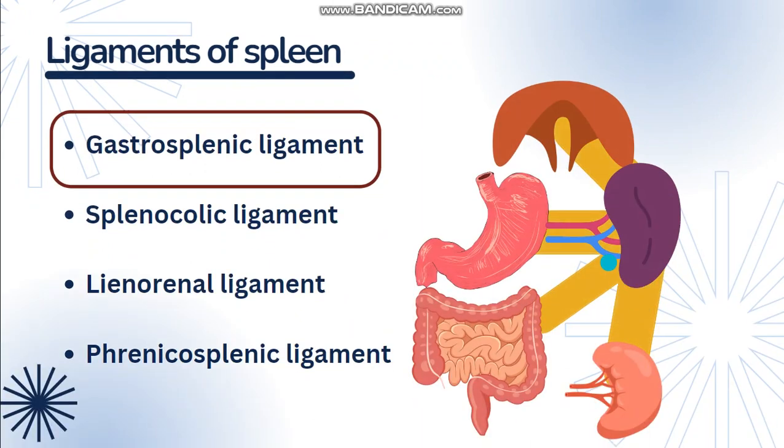Ligaments of spleen. There are four major ligaments of spleen. Gastrosplenic ligament. It connects stomach to spleen, and it is very important ligament because it contains short gastric vessels which are important to ligate during splenectomy. Next is splenocolic ligament that connects spleen to colon. Lienorenal ligament that connects spleen to kidney, and phrenicosplenic ligament that connects spleen to diaphragm.